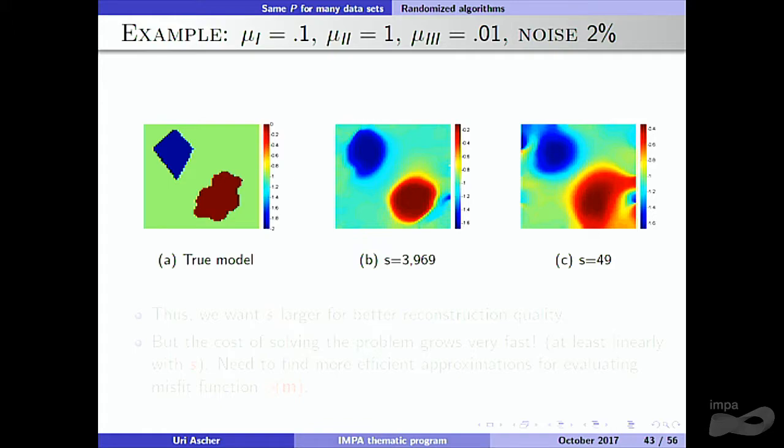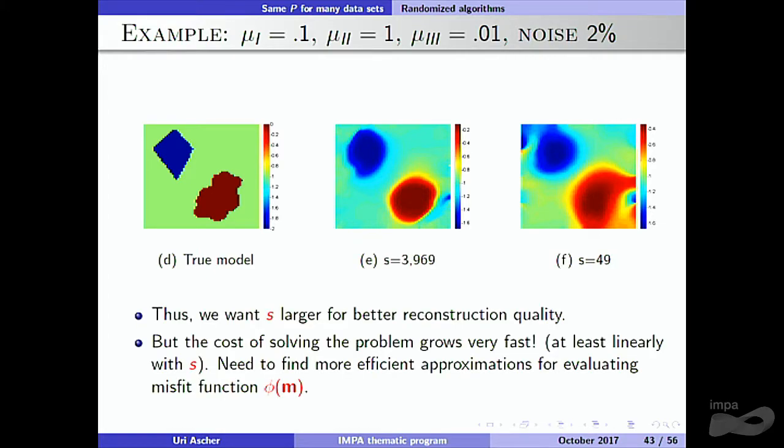The problem is that each time you evaluate phi of m, remember the objective function? You have to solve 4,000 PDEs, each time, for each iteration. So you can actually get a lot of PDE solutions. One of the slides will show 500,000 PDE solutions in some situation. It's expensive, and in fact, prohibitively expensive. So the larger S, the better, but the cost of the solution grows linearly with S, if not worse. And we want to find something more efficient.